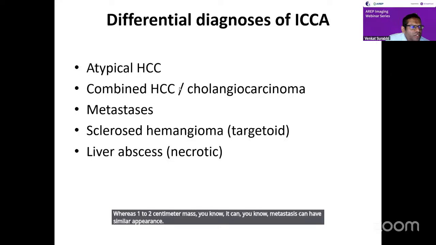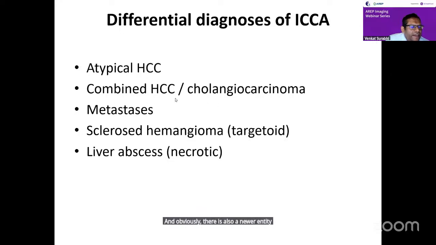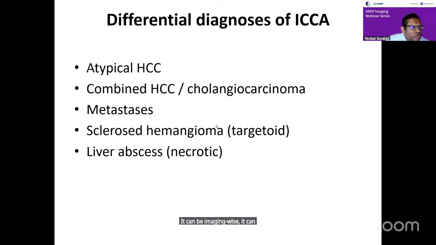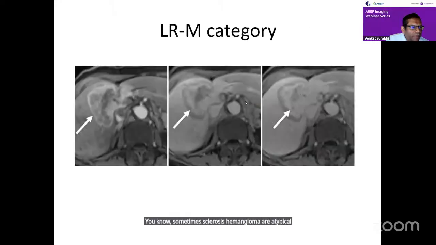And obviously, there is also a newer entity called combined HCC cholangiocarcinoma, which is kind of an LR-M category in LI-RADS. Imaging-wise, it can be difficult to differentiate. Of course, there are other entities, sometimes sclerosing hemangioma or atypical HCC, that can also have a similar appearance. So let's take a look at this example.